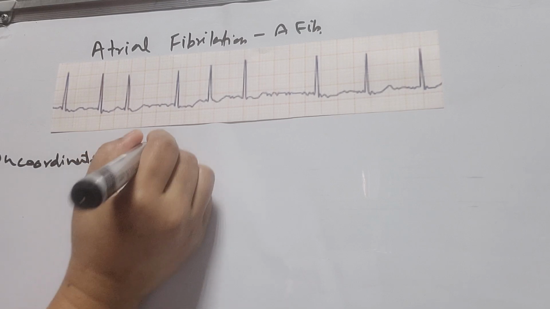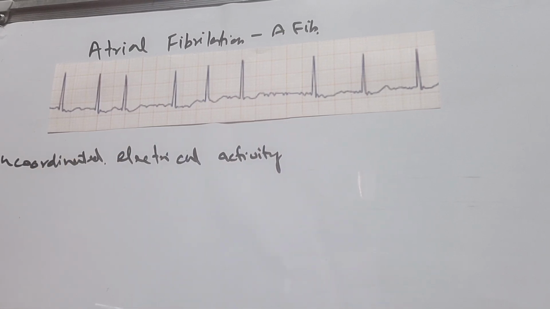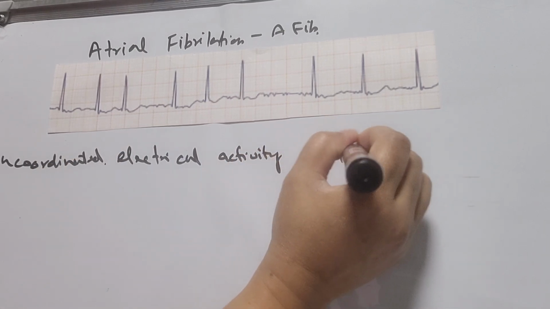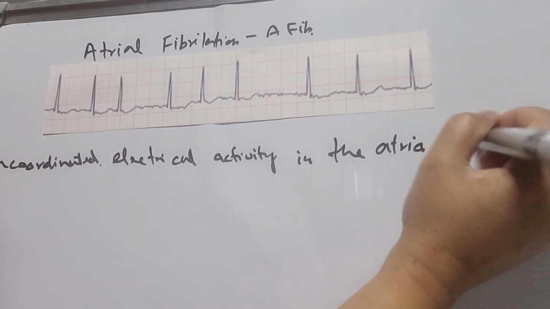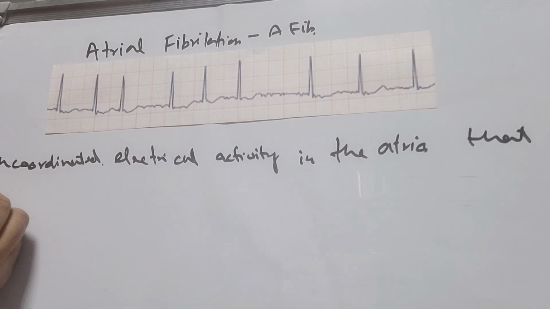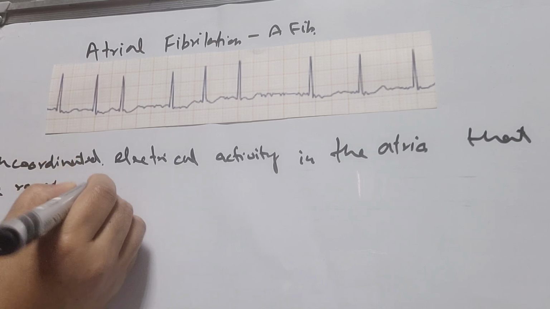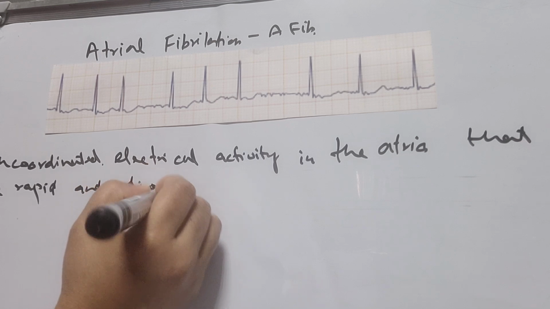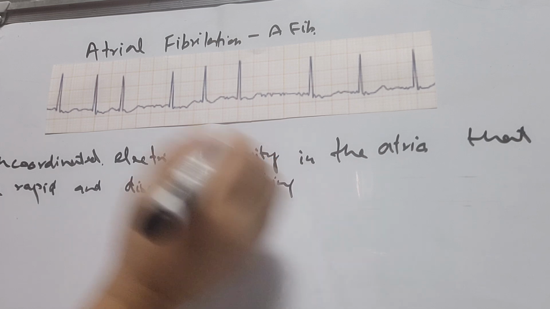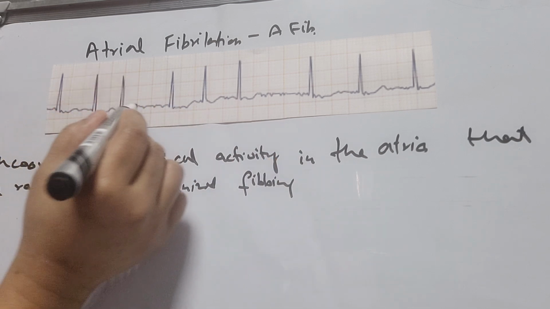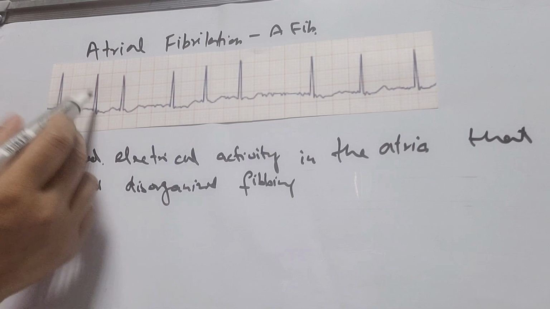electrical activity in the atria that cause rapid and disorganized fibbing. This one like this, fib, and disorganized, you can see in the ECG strip.